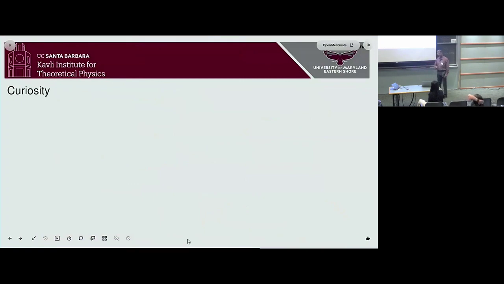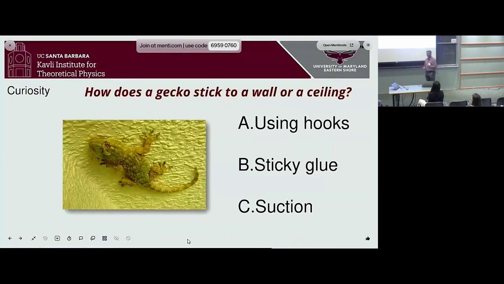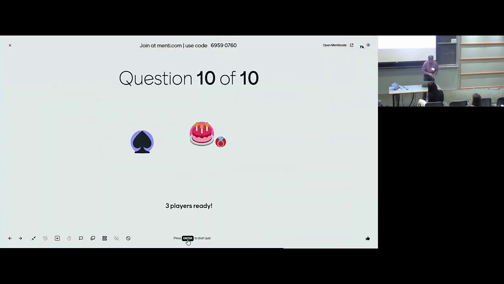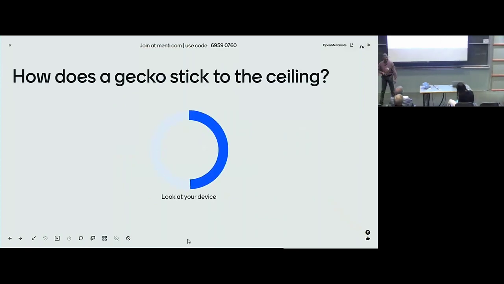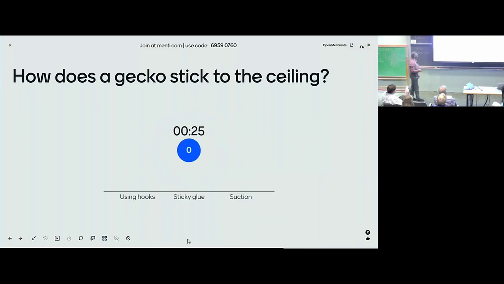Okay. Now, coming to curiosity, how can you apply these principles in curiosity-driven research? Because research is always curiosity-driven, right? So, this is where the gecko comes in. How does a gecko stick to a wall or a ceiling? Using hooks, sticky glues, suction. Let us see what everybody thinks. Nobody knows?